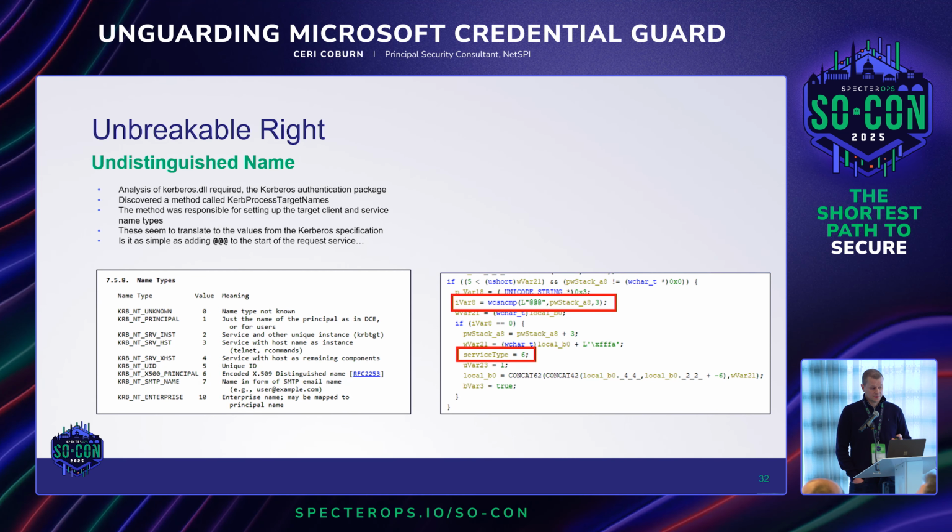And then I got to this other part. So I thought, oh, that looks a bit strange. Why is there 3 ats per here? And what they're basically saying is if the service principal name starts with 3 ats, we're going to use service type 6. Now, if we go back to the RFC, we can see that 6 actually represents the X500 principal or the distinguished name.